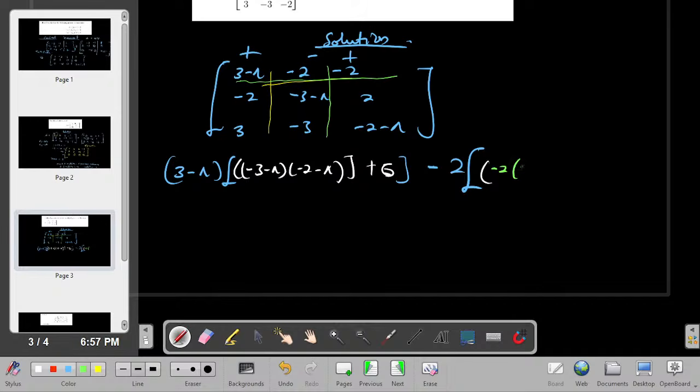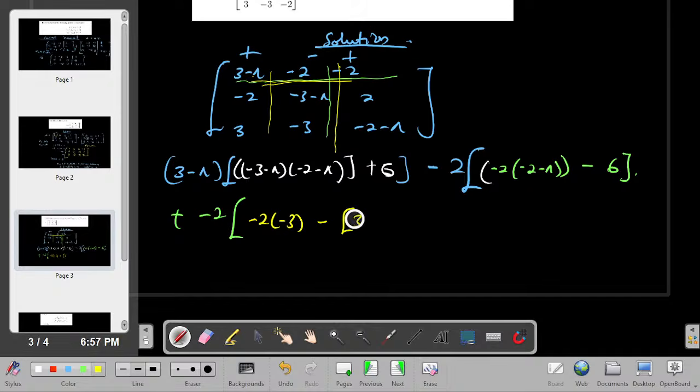Negative 2 times negative 2 minus lambda, right? Minus 3 times 2. That is 6 plus, then finally plus negative 2, open brackets. You're going to have the whole of this row and the whole of this row going away. I'll be left with these 2 by 2. So negative 2 times negative 3, as simple as that, minus the expression 3 multiplying negative 3 minus lambda, like this.